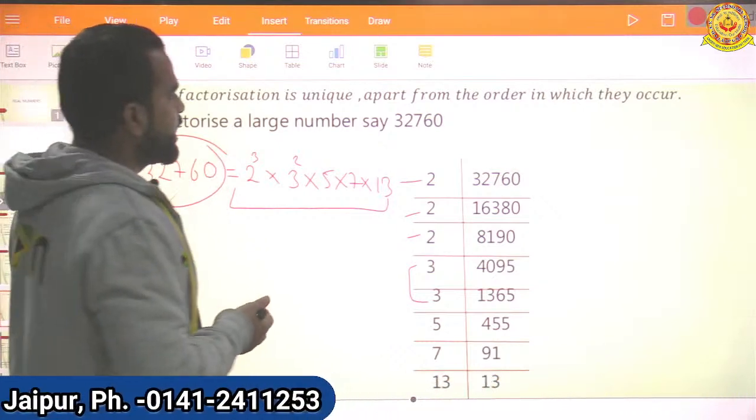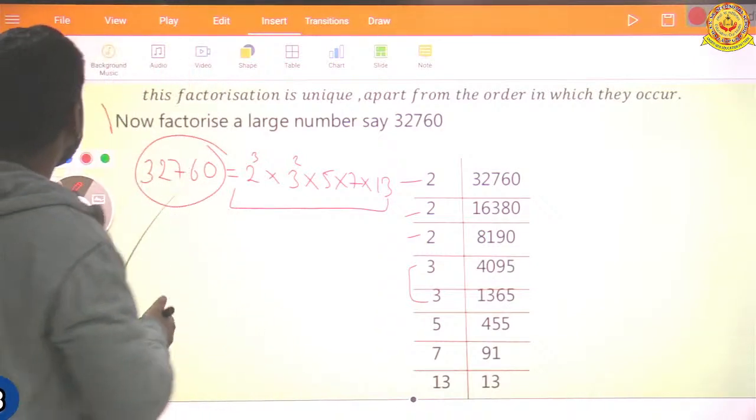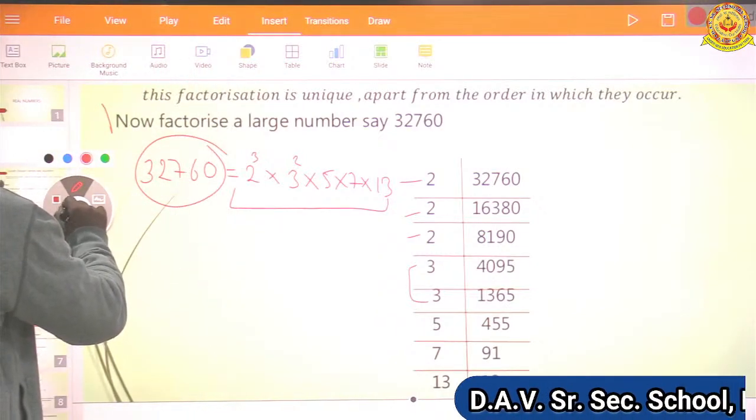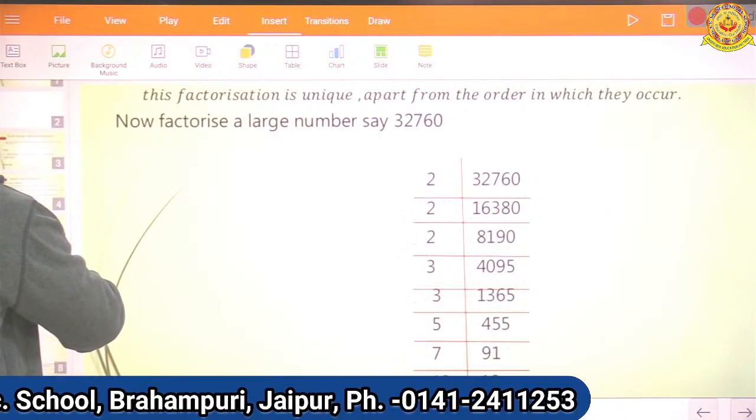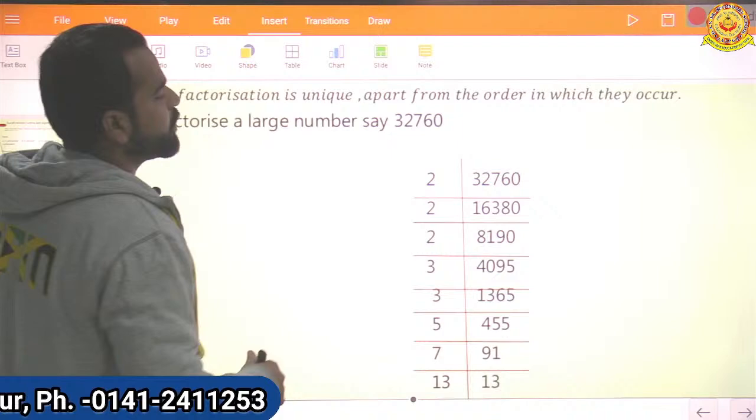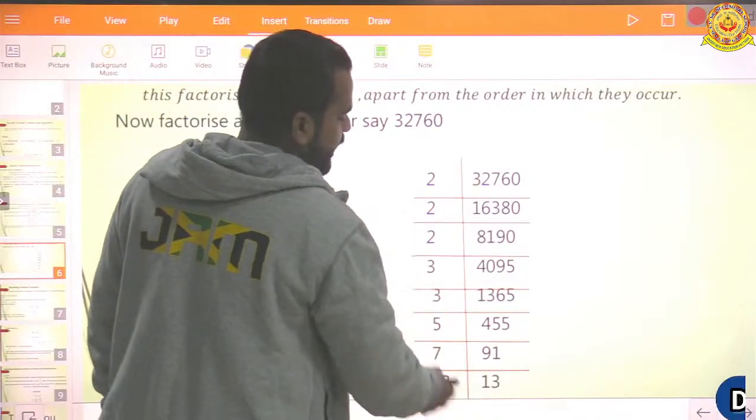Okay, it's clear. So if the question comes, find the factors of 32760, you will find it by this method.